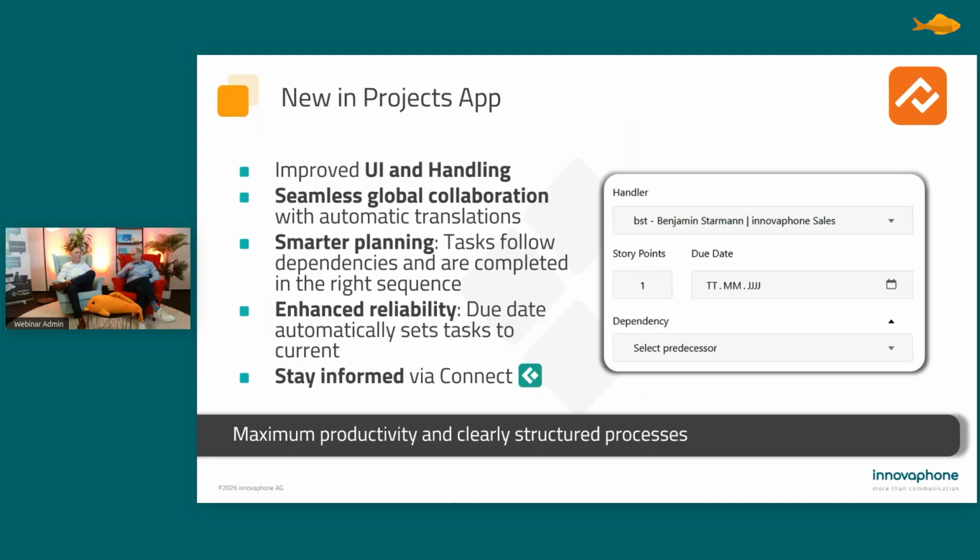And talking about AI, as you have mentioned before, we have now also implemented the translation for the tasks and the descriptions of projects within the projects app. So you can also work in international teams. Everyone can work within their own language, because the translation function we have in the Connect app is now also implemented in the projects app.